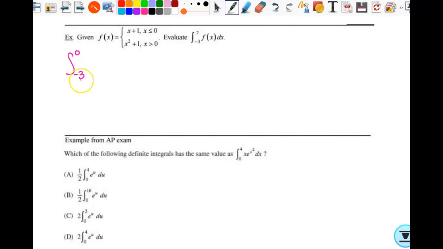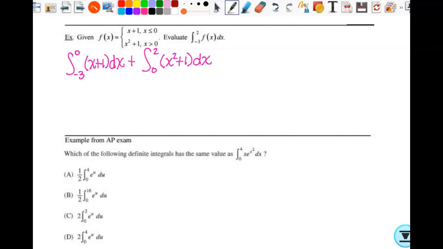So from -3 to 0, do I use the top piece or the bottom piece? The top one, because it's less than 0, right? So this is, and I need parentheses, x plus 1 dx. Plus, then I'm going to integrate from 0 to 2, the other piece for when it's greater than 0, and it's going to be x squared plus 1 dx. Okay. We good with that? What questions you got? That's it? Well, no, we're not finished.